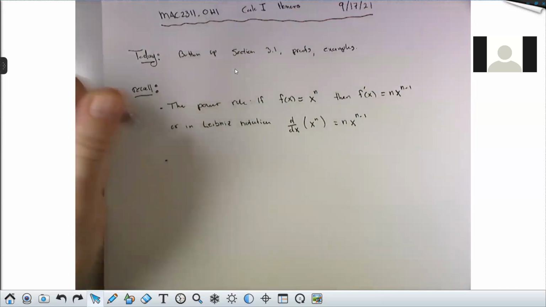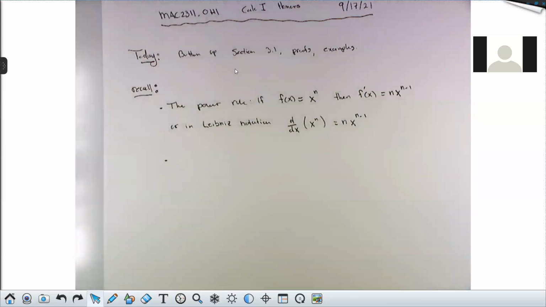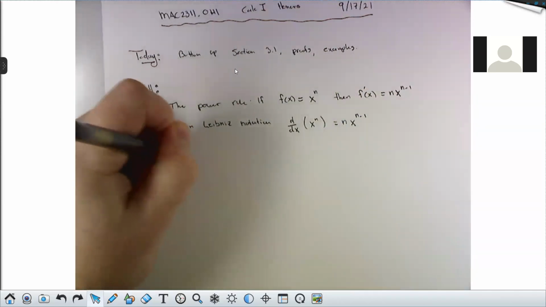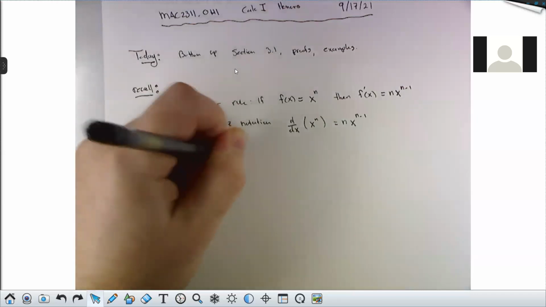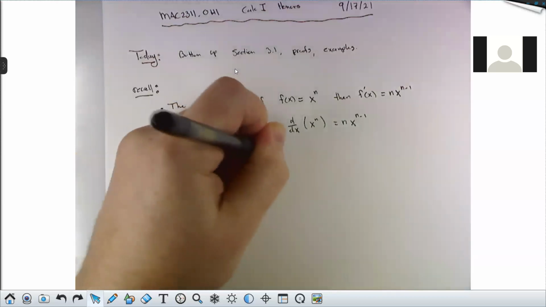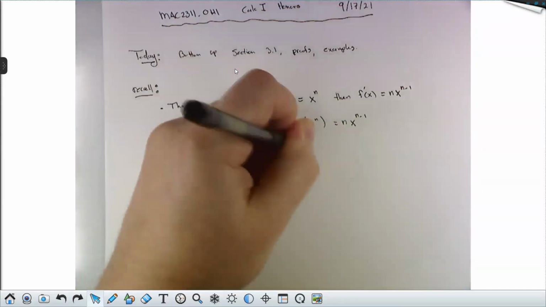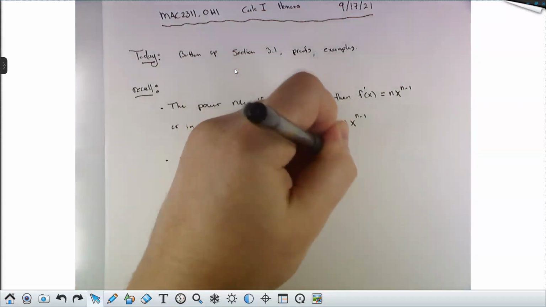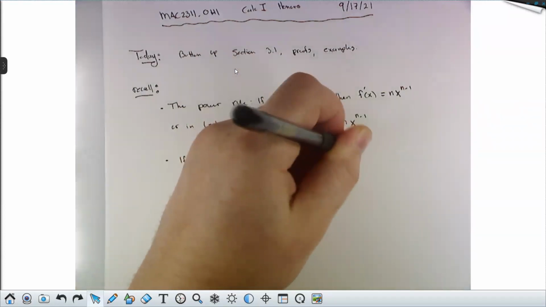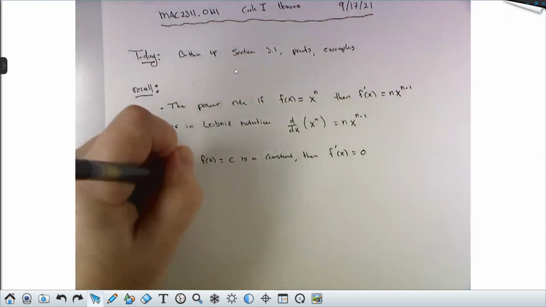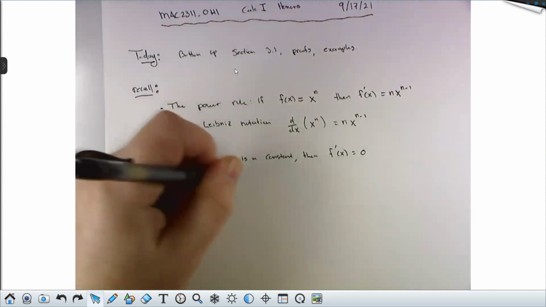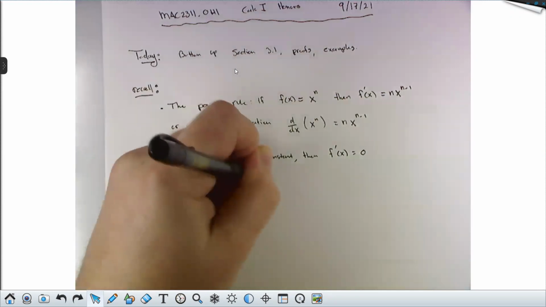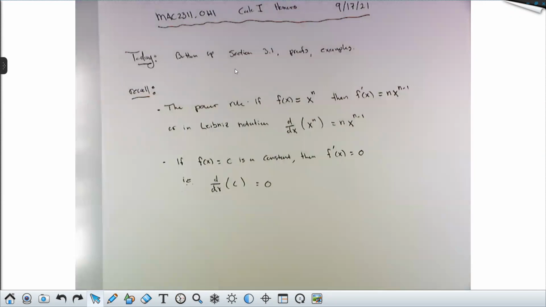The other rule that we cooked up was the derivative of a constant. If f of x equals c is a constant, then the derivative f prime of x is 0. And that can be restated in the Leibniz notation, i.e. d dx of a constant c is just 0. I think these two things we should be fairly comfy with based on Wednesday's lecture.